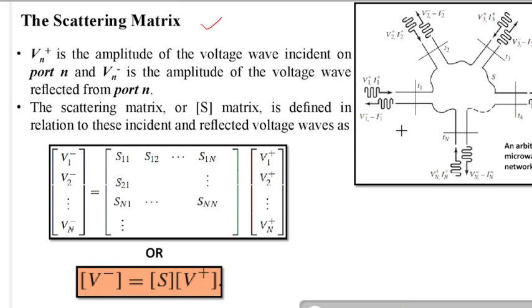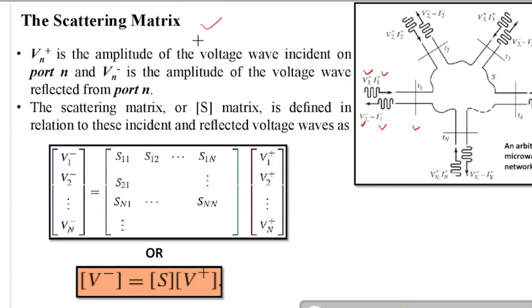We are using the same input network here, where the incident voltage is V1 plus, the incident current is I1 plus, the reflected voltage is V1 minus, and the reflected current is taken as minus I1 minus. Similarly for the other port, Vn plus, In plus, and Vn minus, and the negative of In minus. So we are considering this kind of network here.